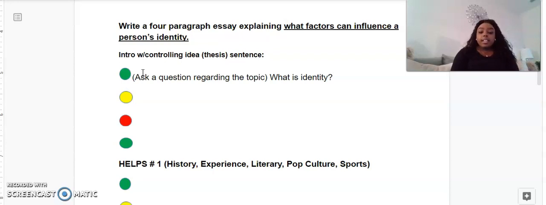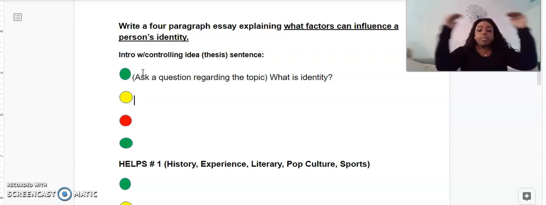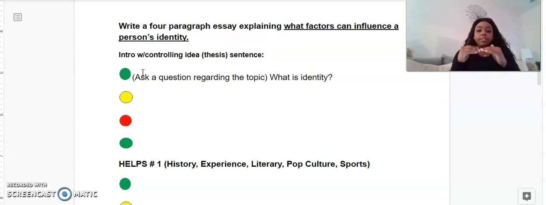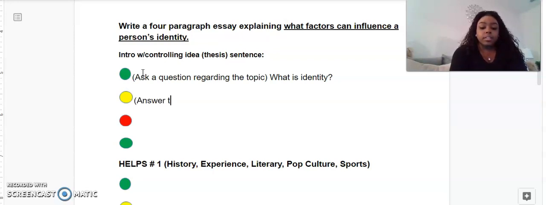Okay, and so for the yellow, we want to start broad, and then we want to eventually get more specific. So maybe for the yellow, we can answer the question that we just asked for the green. So we can answer the question, and we could say, identity is what makes you who you are.